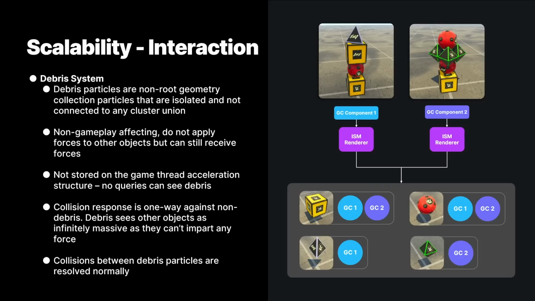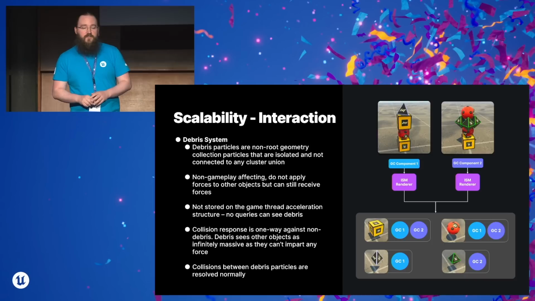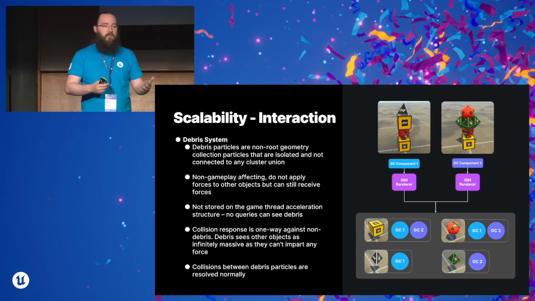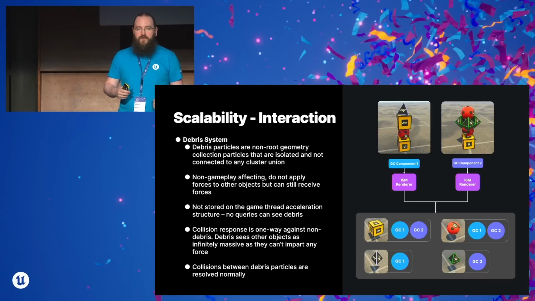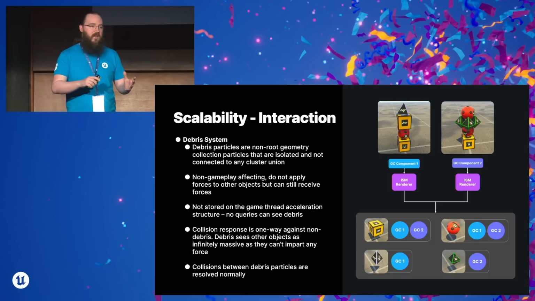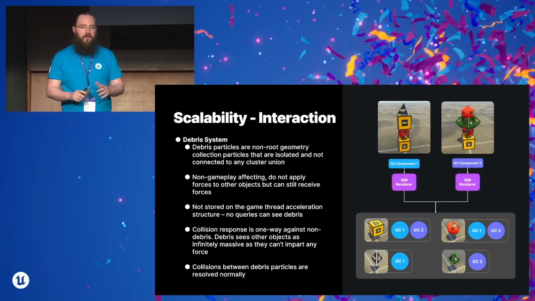The collision response for debris particles is modified such that if we hit something that isn't debris, we get that situation where no force is applied. The other object is seen as kinematic or infinitely massive in the collision, and we immediately go to just applying the force to the debris. If two debris particles hit each other, however, we use a normal response. So if you have two small particles that hit each other, they will appear to bounce off.